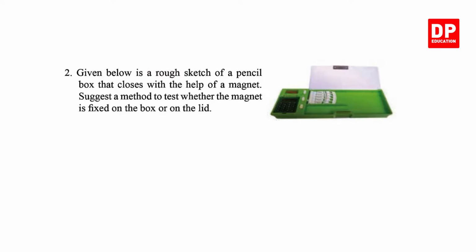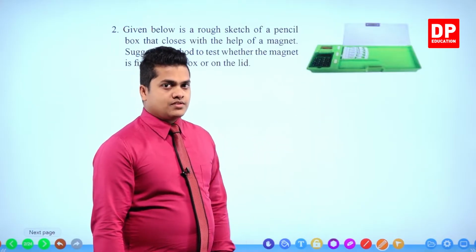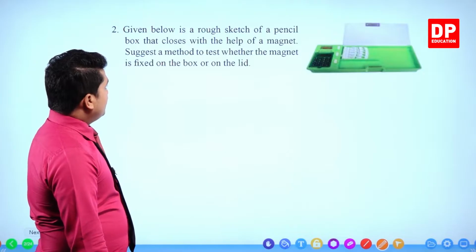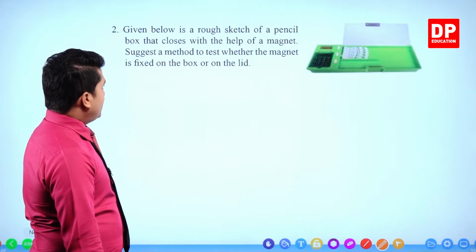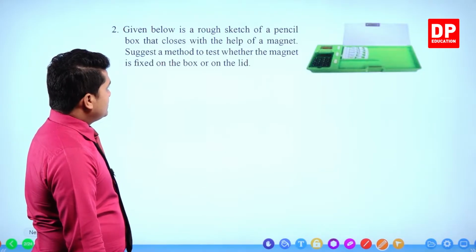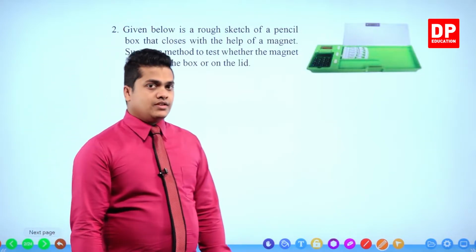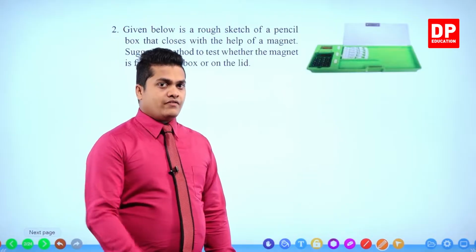In the next question, you are given a figure. In this figure, you can observe a pencil box. So given below is a rough sketch of a pencil box that closes with the help of a magnet. By using a magnet, we can close the lid of it.